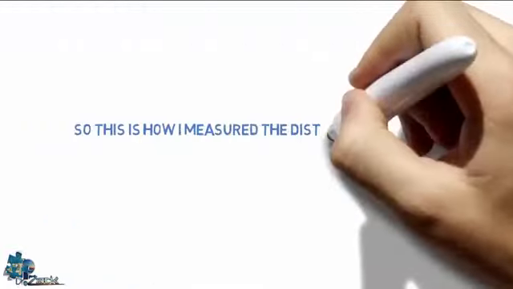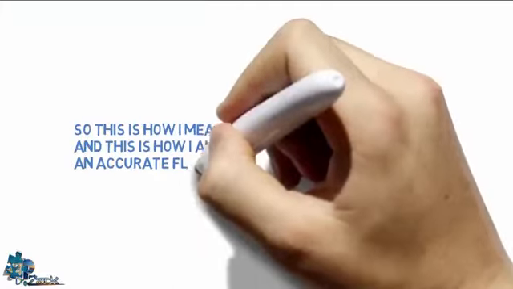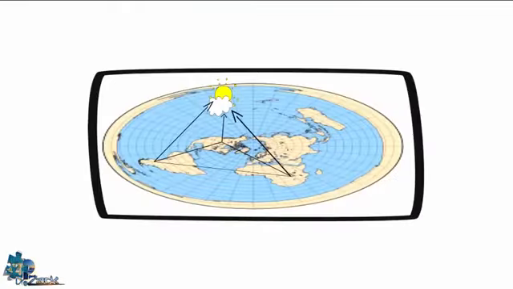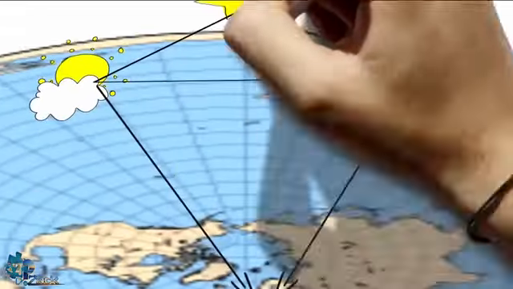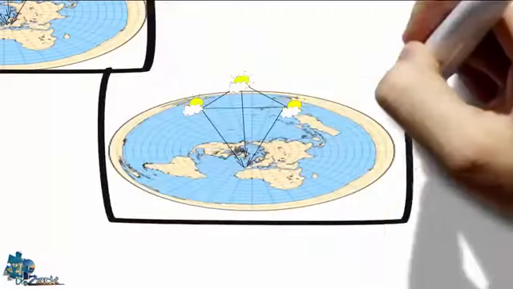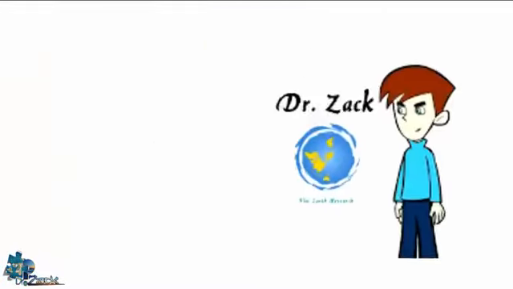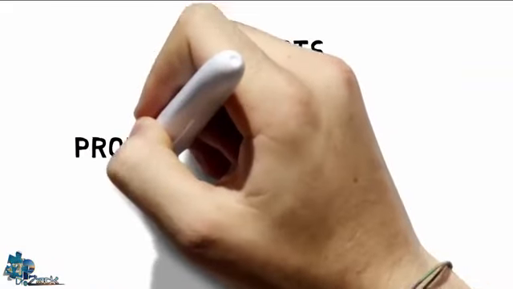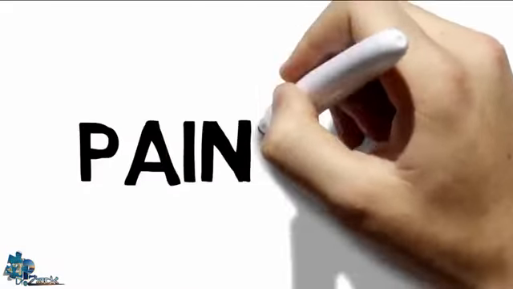So this is how I measure the distance to the sun, and this is how I'm gonna make an accurate flat earth map. The way we triangulated the sun from 3 cities on the earth is the same way we are going to triangulate a city from 3 lights in the sky, or from 3 positions of the sun. And in my next videos, I'm gonna explain this better because I'm gonna need a lot of help from everyone, especially graphic designers, architects, professional video makers, and even painters.